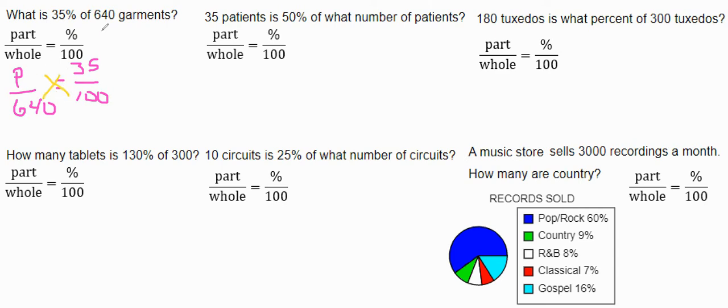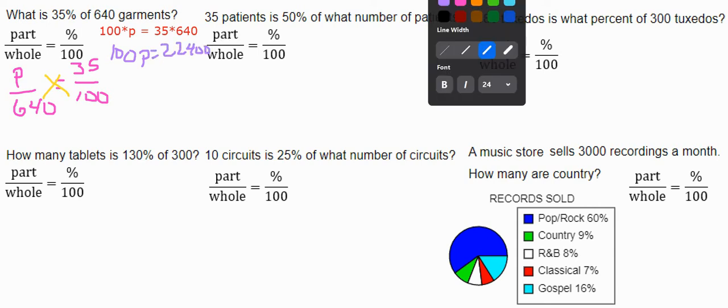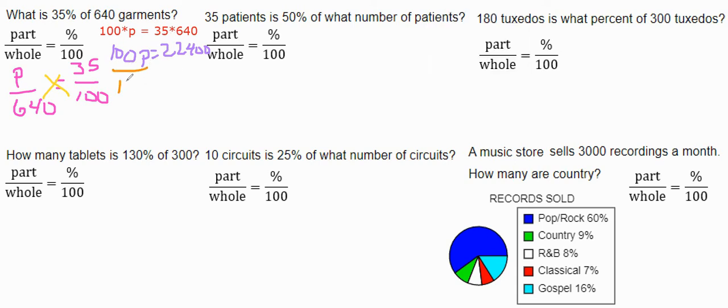Now we're going to cross multiply, so we're going to have 100 times p equals 35 times 640. That's going to give us 100p equals 22,400. And then we're going to divide both sides by 100 to get p by itself, and that is going to give us 224, which makes sense. We want 35% of 640 garments, so the number of garments needs to be less than 640 in this case.